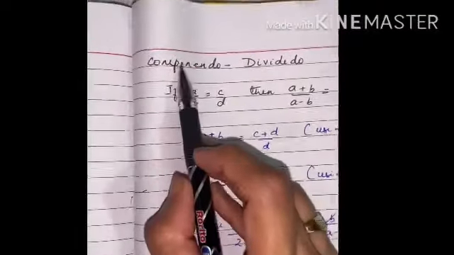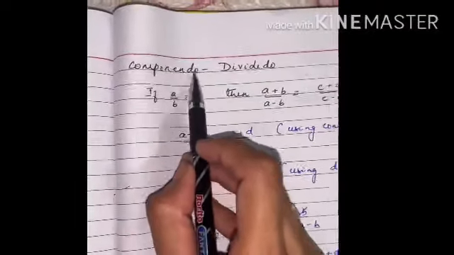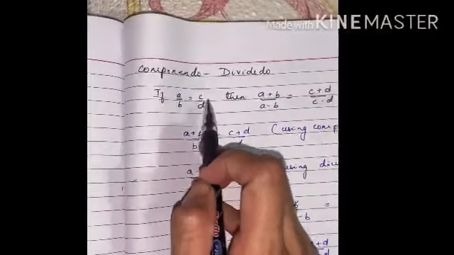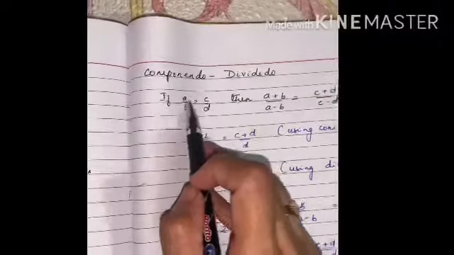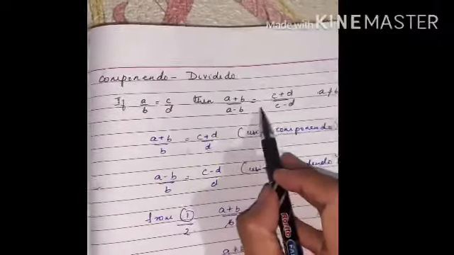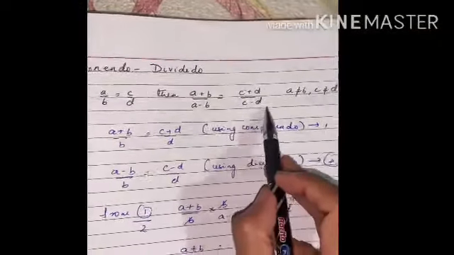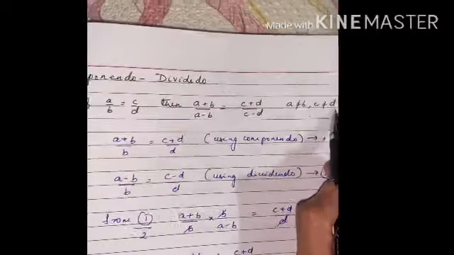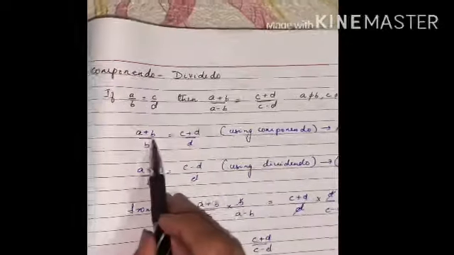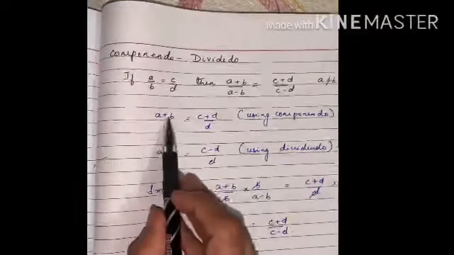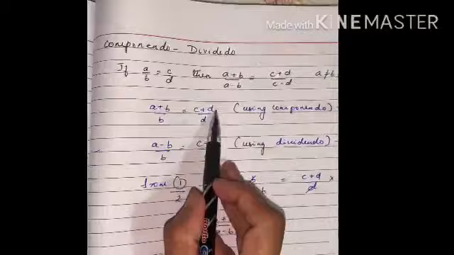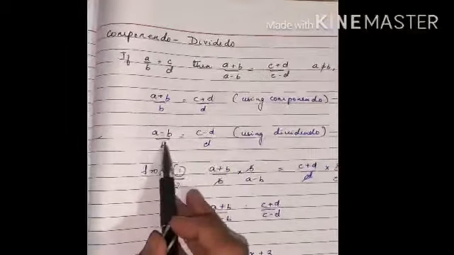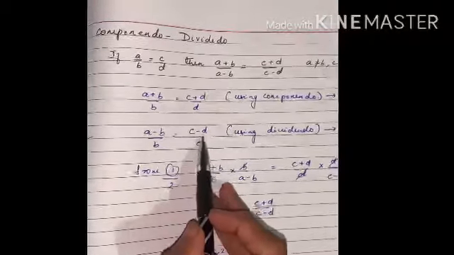Dear children, when we combine Componendo and Dividendo, that is, if a/b = c/d, then (a+b)/(a-b) = (c+d)/(c-d), where a is not equal to b and c is not equal to d. Let's see how we got this. We know that from Componendo, (a+b)/b = (c+d)/d. That is the Componendo. And by Dividendo, (a-b)/b = (c-d)/d.